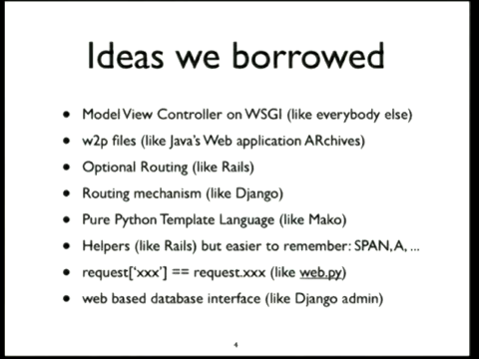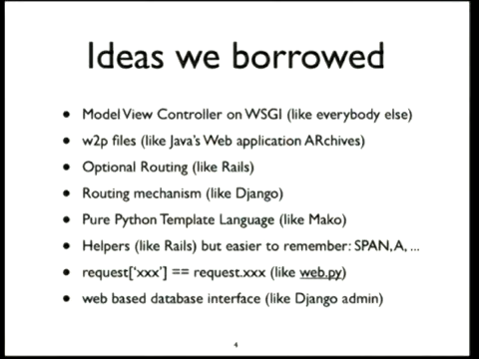So what are the ideas we borrowed? Ideas we borrowed are things that we liked from other frameworks, and we studied them when we started web2py. So first of all, web2py is model view controller based and WSGI based, as any other framework out there. One thing we really liked are the Java WAR archives that allow you to easily transfer an application from one system to another. So we have something like that in web2py that's called w2p files.